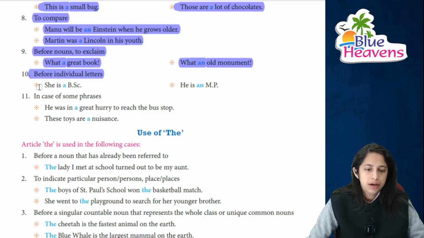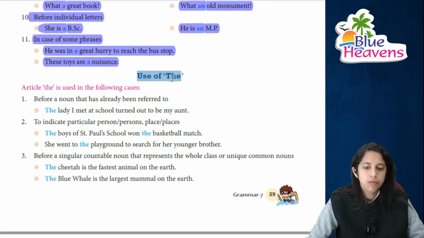Before individual letters, she is a BSc, he is an MP. In case of कुछ phrases में जैसे he was in a great hurry to reach the bus stop and these toys are a nuisance, right? Where we can use the.